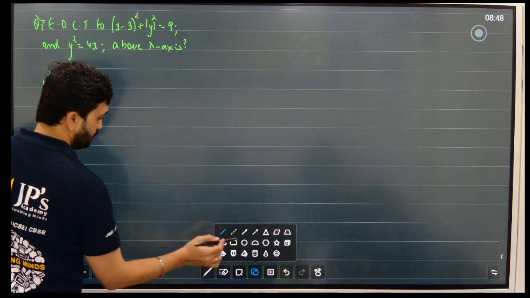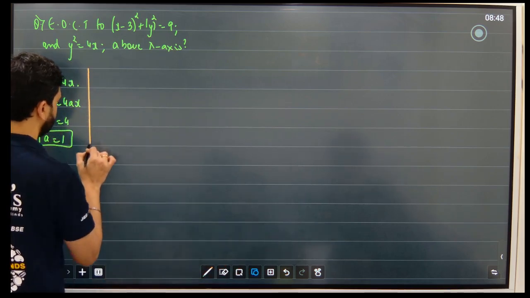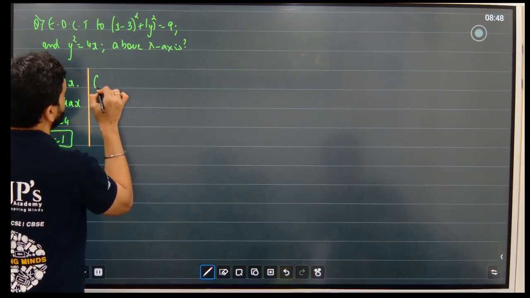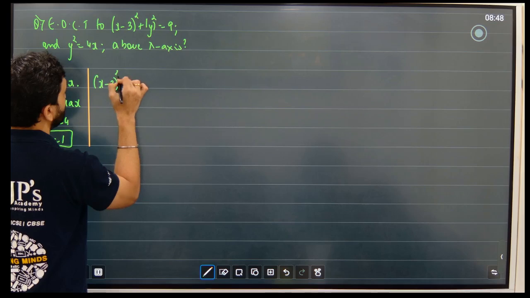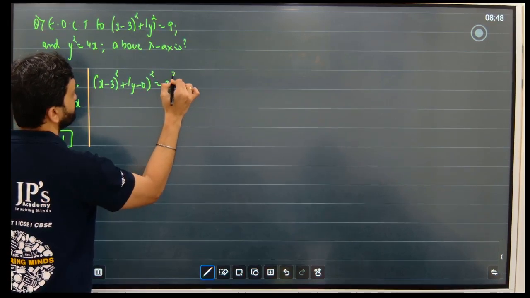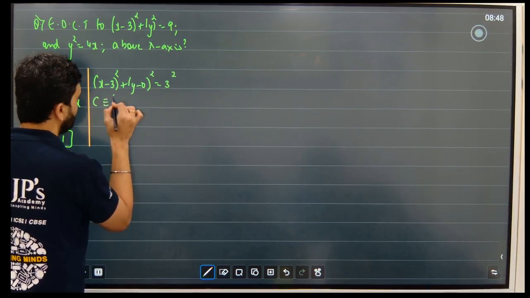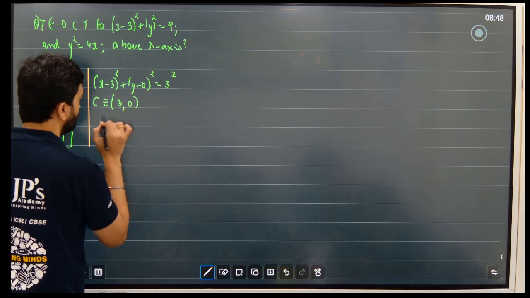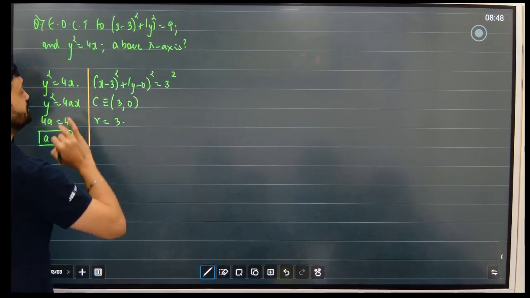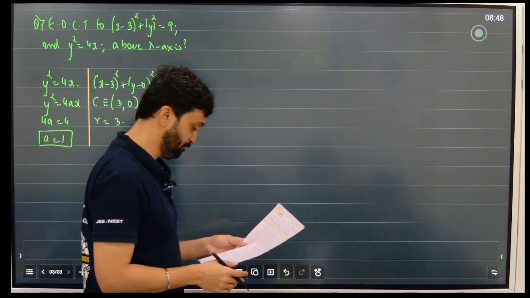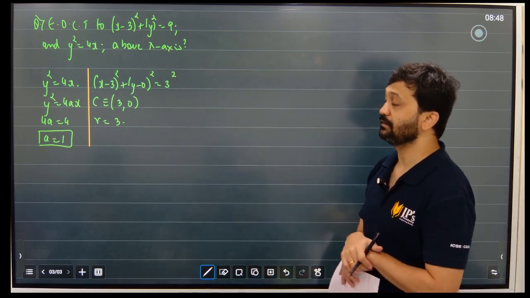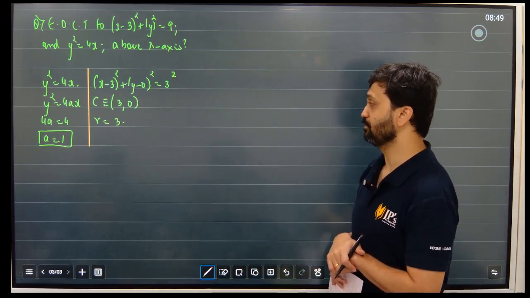For a hyperbola. For a circle, I'm so sorry. So this is nothing but x minus 3 the whole square plus y minus 0 the whole square is equal to 3 square, where my center is 3, 0, my radius is 3. Now there is a tangent and that tangent is for the parabola as well as for the circle.